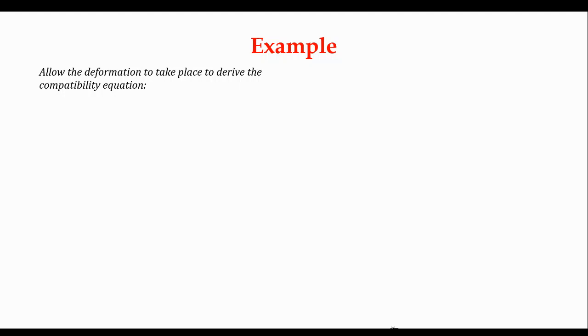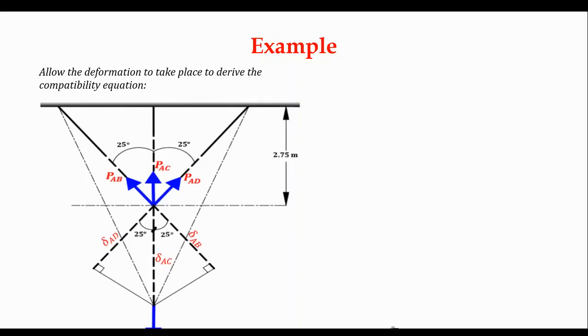Next, allow the deformation to take place to derive the compatibility equation. So, in this part, guys, you have to use your imagination. If it is pulled by 7.5, this is what happens to our figure. You can see this is the original member, and then it is pulled by 7.5, so the members are also stretched. And then, we also have to draw the deformation of each member.